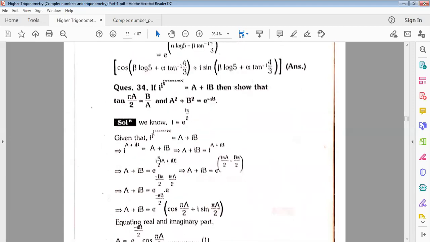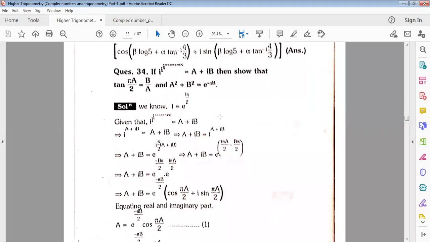Now we are given I to the power I to the power dot dot equals a plus ib, and we know that I equals e to the power I pi by 2. E to the power I pi by 2 can be written as I. Now taking a plus ib power, a plus ib. Now I to the power a plus ib, right? Whole this I to the power infinity goes to a plus ib. This can be written as I to the power a plus ib equals a plus ib.